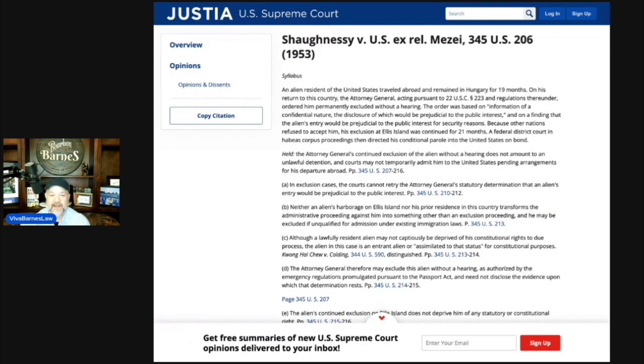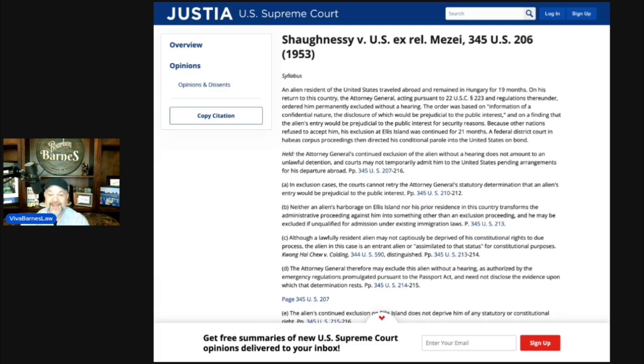An alien resident of the United States traveled abroad and remained in Hungary for 19 months. So let's take apart that first part of the statement. This is someone who was legally admitted into the United States, but was not yet a citizen. On his return to the country, the Attorney General, acting pursuant to certain federal laws, ordered him permanently excluded without a hearing. The order was based on, quote, information of a confidential nature, and on a finding by the Attorney General that the alien's entry would be, quote, prejudicial to the public interest for security reasons. Other nations refused to accept him, so his exclusion at Ellis Island was continued for 21 months.